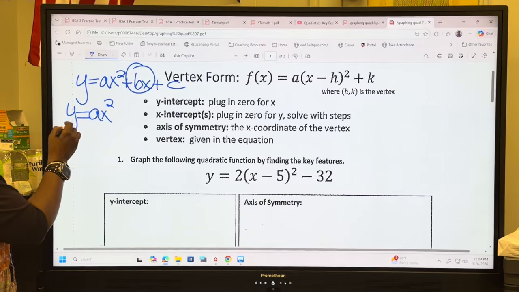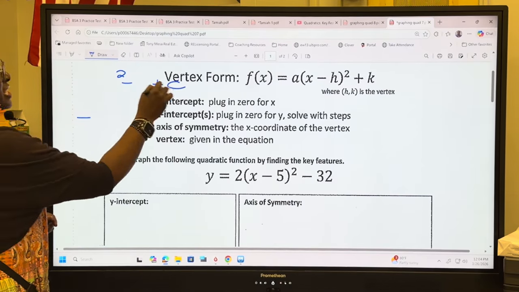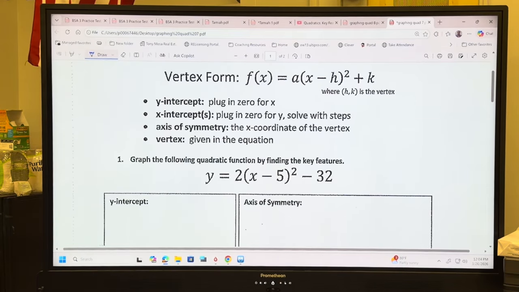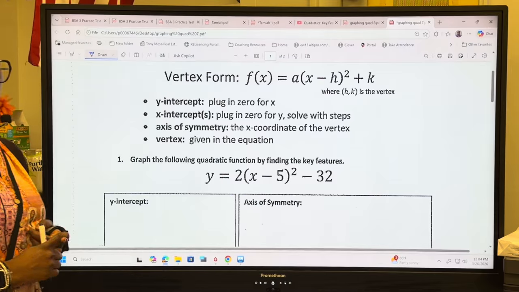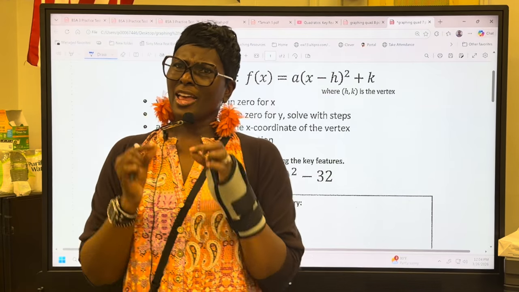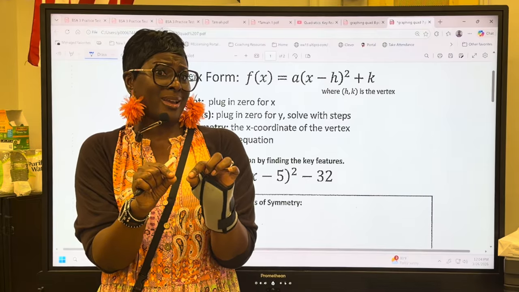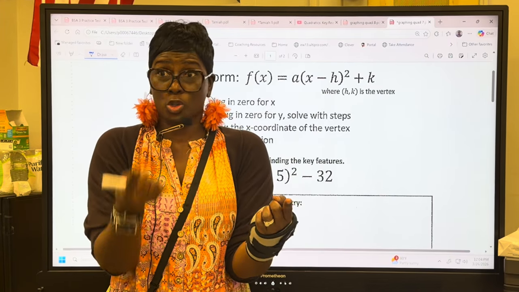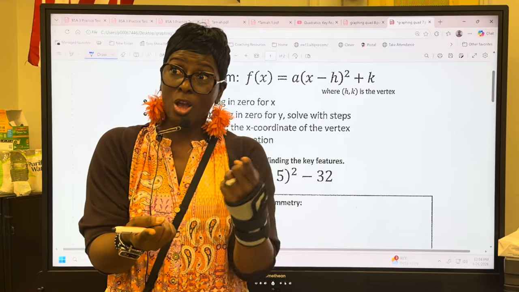But let's walk through a few things. How do we know that this is vertex form? What does vertex form give us? The vertex. And what letters do they use to represent the vertex in vertex form? H and K. Now the vertex is just a point, right? And we know that a point is an ordered pair, right? It's two coordinates, an x coordinate and a y coordinate.